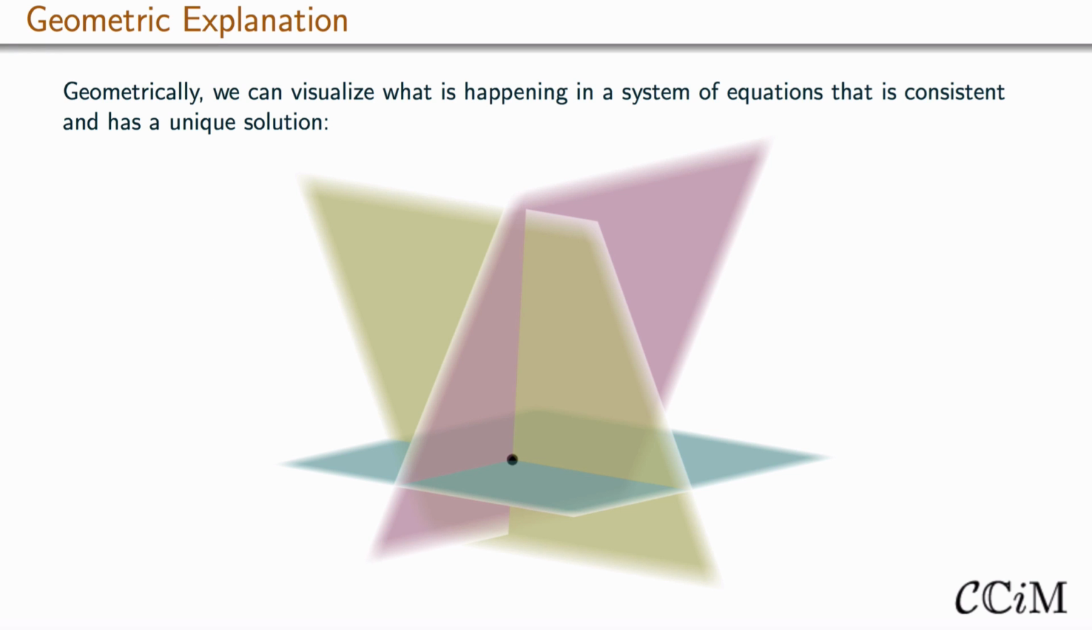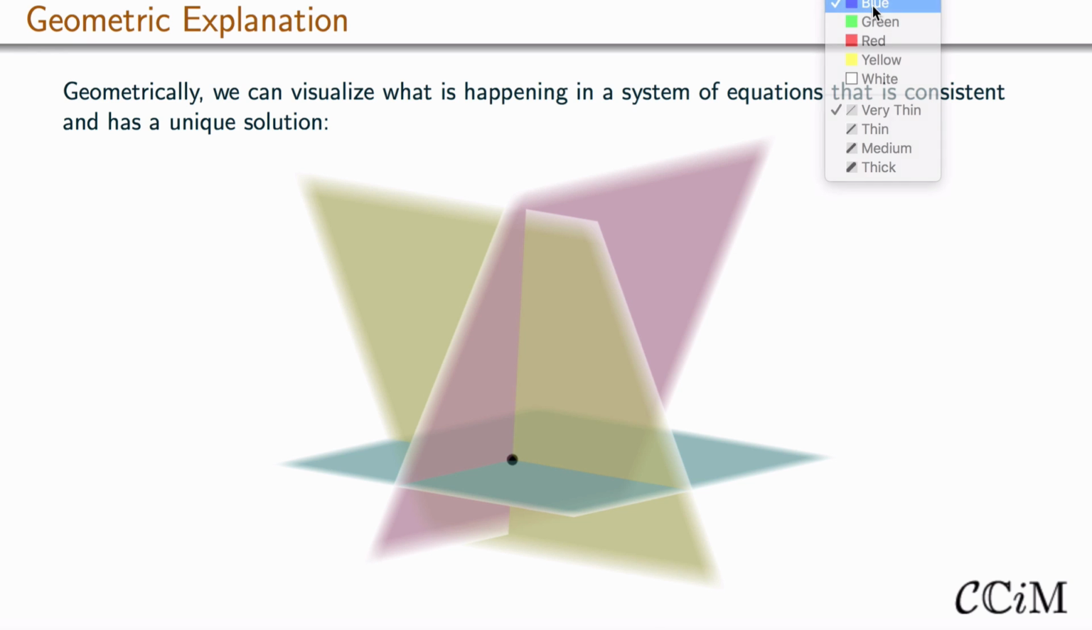Geometrically, we can visualize what's happening here in a system of equations that is consistent and has a unique solution. Each equation in this case has 3 variables. It's a linear system with 3 variables and therefore defines a plane. So each of the 3 equations in our system defines its own plane, and we're looking for a point that satisfies all 3 plane equations at the same time. In other words, we're trying to figure out whether these 3 planes all intersect in one point.